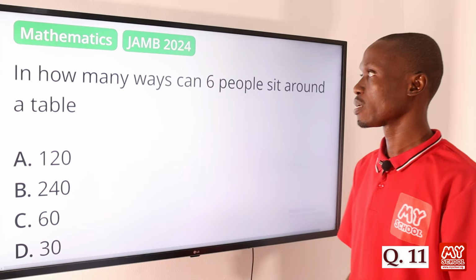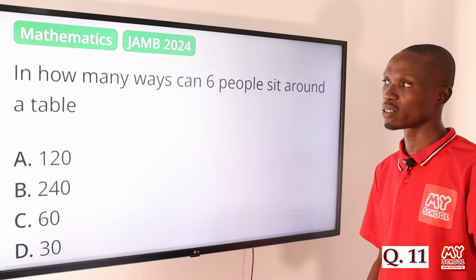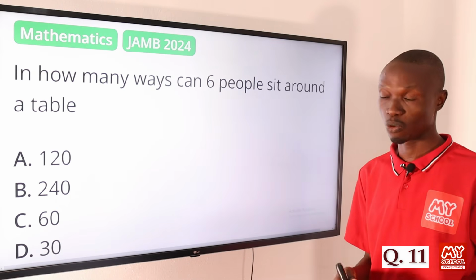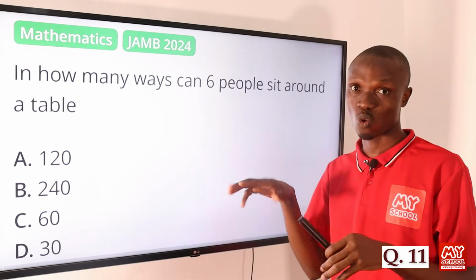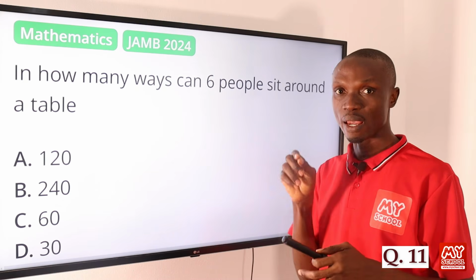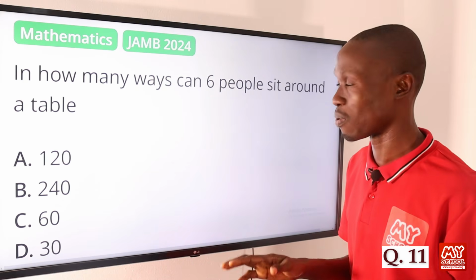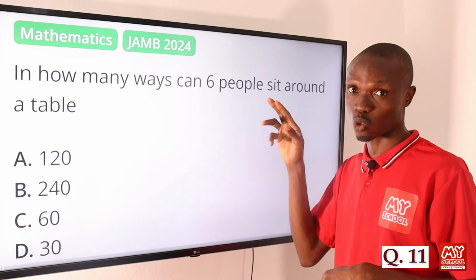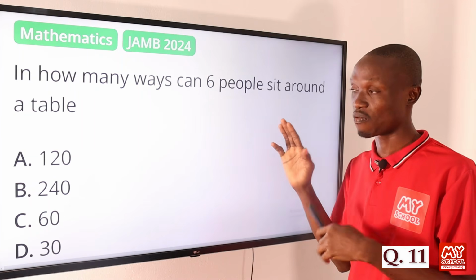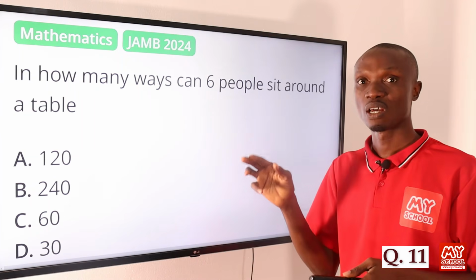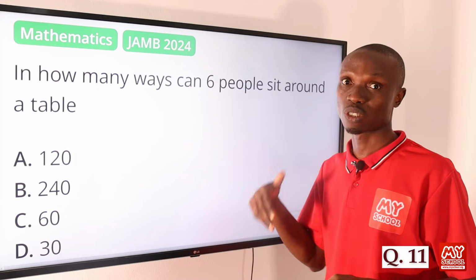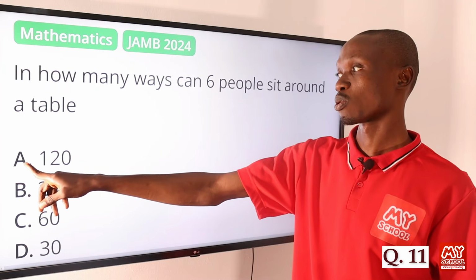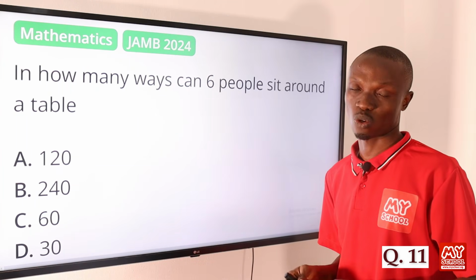Question 11. In how many ways can 6 people sit around a table? Okay, so to calculate the number of ways 6 people can sit around the table, we simply use (n minus 1) factorial, where n stands for the number of people. In this case, the number of people is 6, so we'll have 6 minus 1, which equals 5 factorial. And 5 factorial is the same thing as 5 times 4 times 3 times 2 times 1, and that equals 120. So that makes option A the correct answer to this question.